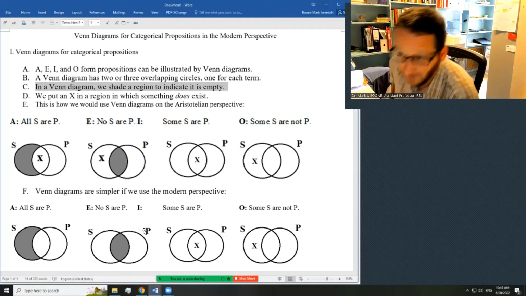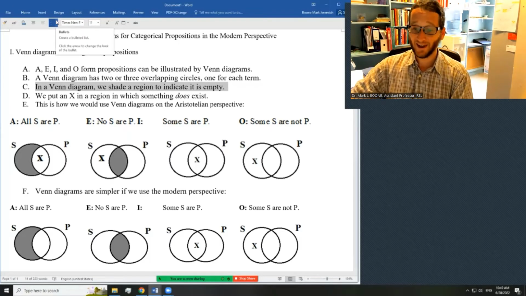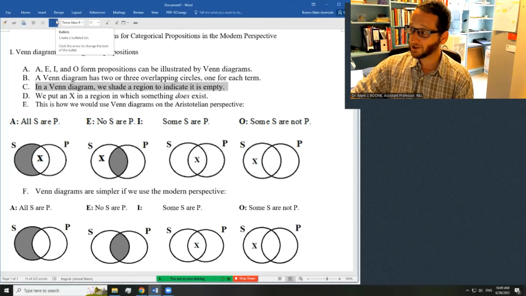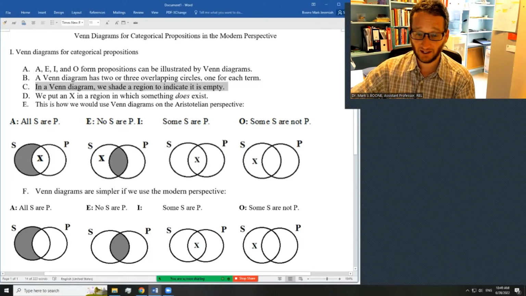In fact, I don't even know what it means to say that a region is full. But I do know what it means to say shade a region to indicate nothing is there. Put an X in a region to indicate something is there. X marks the spot where something exists.